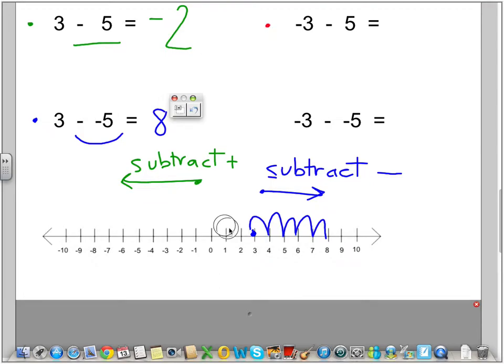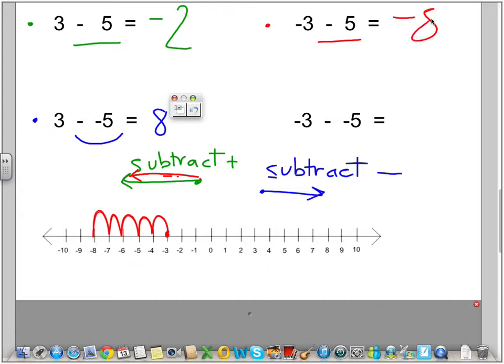Okay, so now we have a new starting point, so I'm going to erase the number line part, but I am going to keep our little green and blue note here. Because now I'm starting at negative 3, which is right here, and I'm going to subtract positive 5. So that means subtract positive 5 means I'm going to follow my green path, as I did before. So I start here and I subtract 5. 1, 2, 3, 4, 5. And I get negative 8.